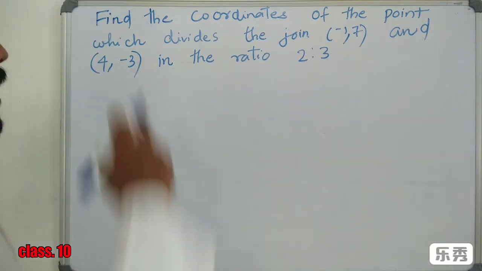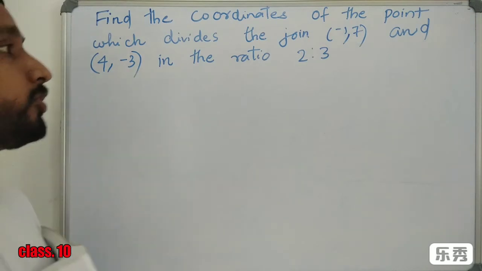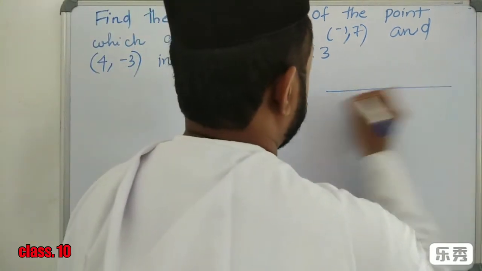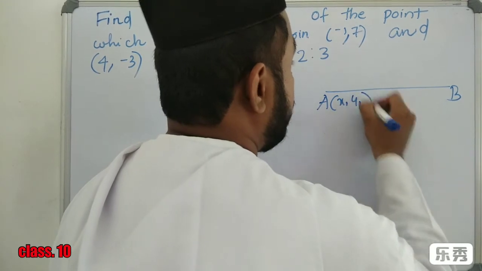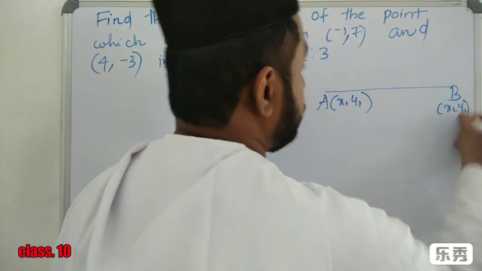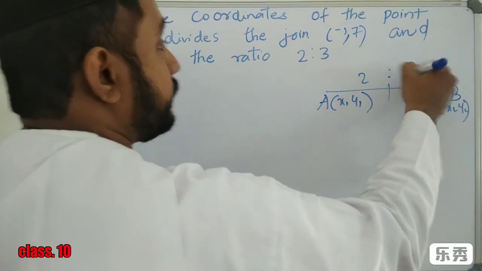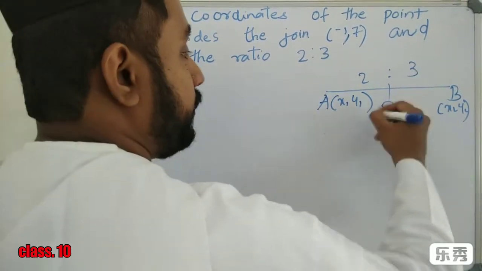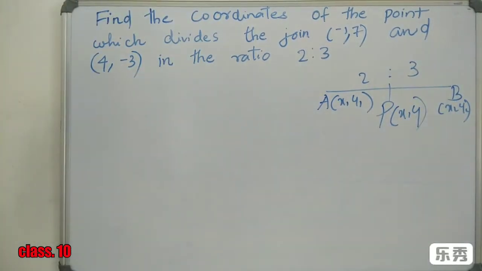So we have a question. Find the coordinates of the point which divides the line joining (-1, 7) and (4, -3) in the ratio 2:3. So consider 2 points A and B, (x1, y1), (x2, y2), in the ratio 2:3. We consider the point P(x, y). We have to find the coordinates of P, that is, x and y.